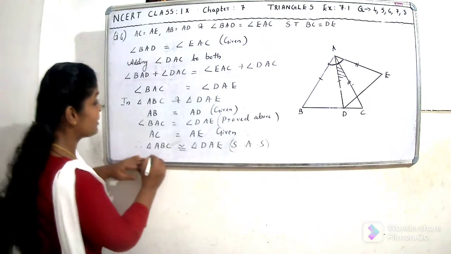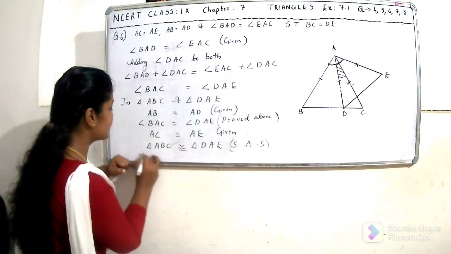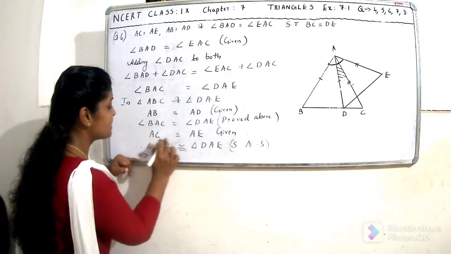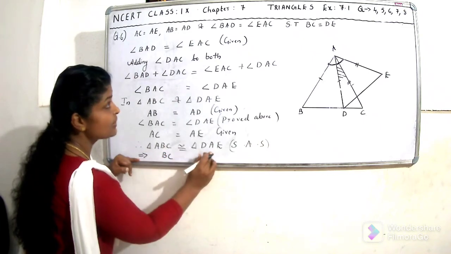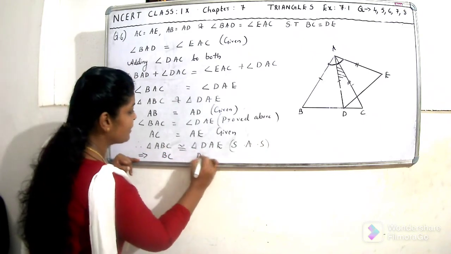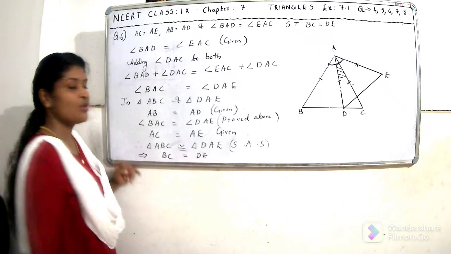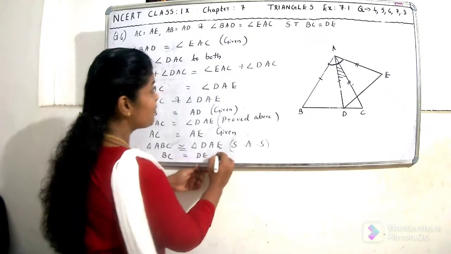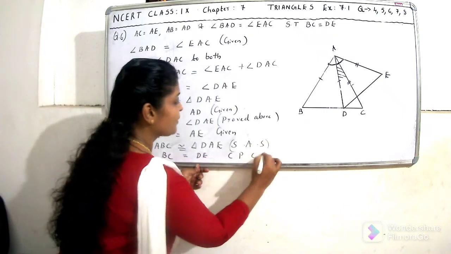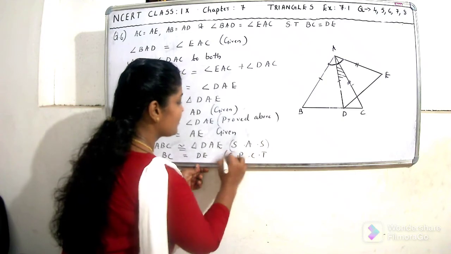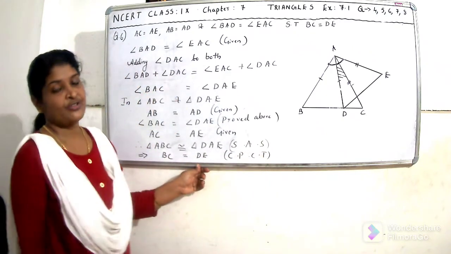So we can write, therefore, which implies BC, this side, and here it is DE. These two are also equal because of CPCT, and hence the proof is over.